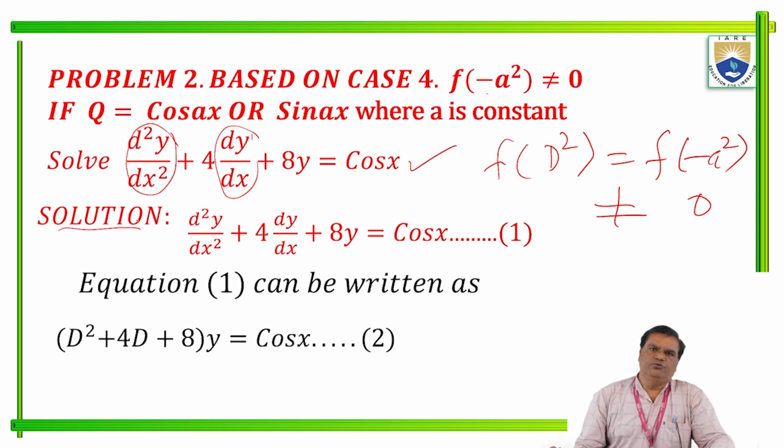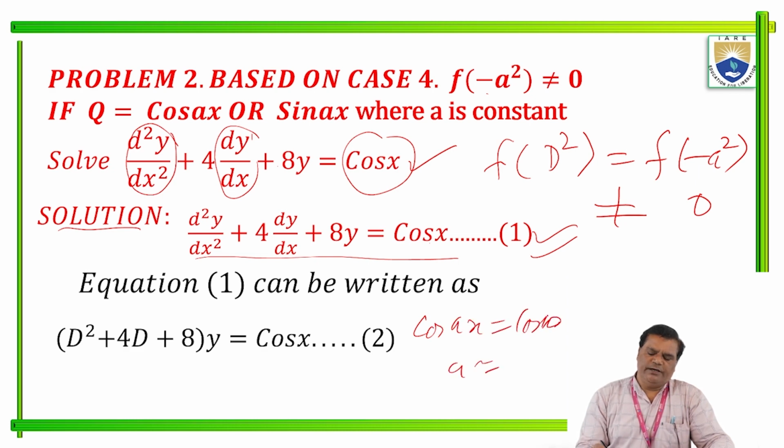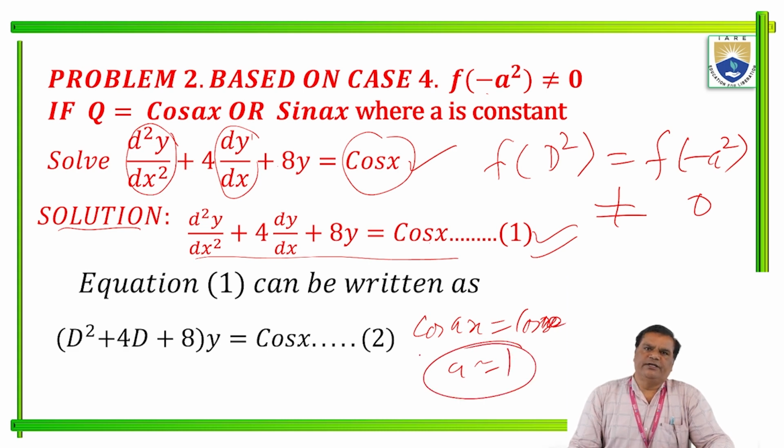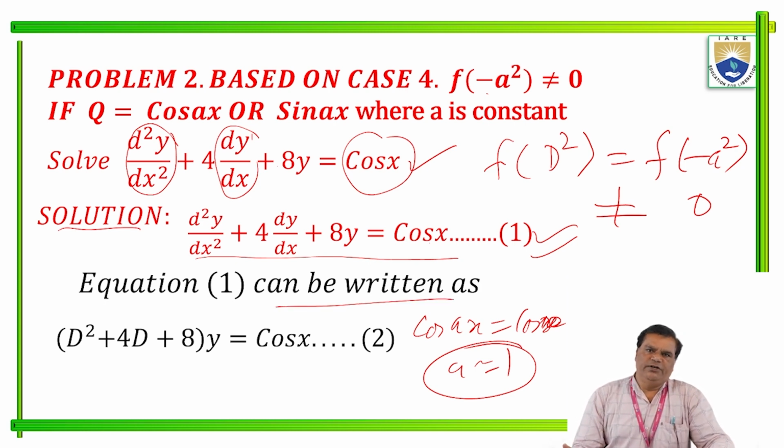Solution: I am writing this equation here, that is equation 1. Here Q is cos x. In the general question it is cos ax, but here it is cos x, so after comparison, a is 1 here. Now equation 1 can be written in derivative form.